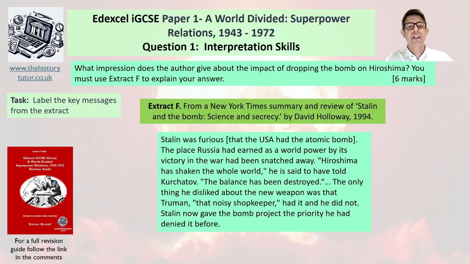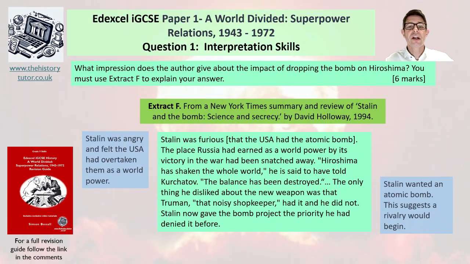So I'd like to read through the extract, and what do you think are the main messages from the extract about the impact of dropping the bomb? As I said, remember there might be a big main message and then sort of two ways that support that. See if you can identify those ideas. So pause me now and away you go.